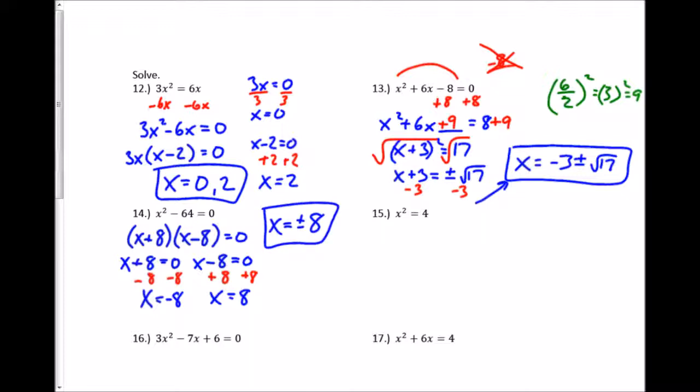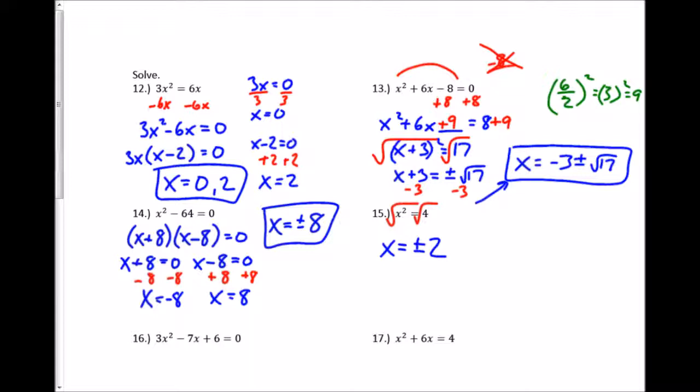All right. And that leads me to the other option for solving this, which I'm going to use in number 15. Number 15, I've got x squared equals 4. I can just take the square root of each side. In number 14, I could have added the 64 and then taken the square root. The only difference is, when I take the square root of each side, I have to remember it's got to be plus or minus that value. So this is plus or minus the 2.